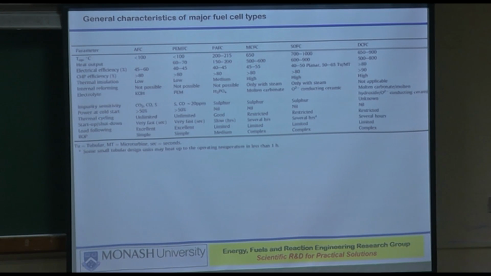And under the SOFC, solid oxide fuel cell, oh, by the way, the first one is the alcohol fuel cell, which could be methanol fuel cell or ethanol fuel cell. PEMFC we know, PAFC is the phosphoric acid fuel cell, molten carbonate, solid oxide. These are all electrolytes. Okay. And then direct carbon means directly carbon pooling.